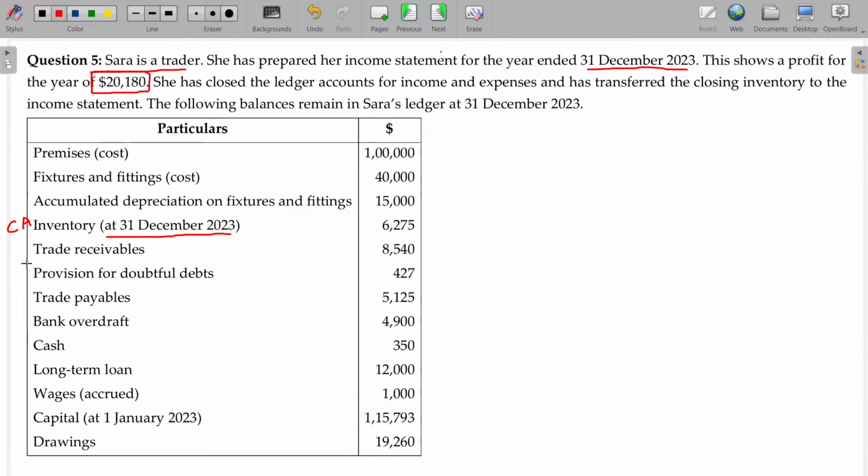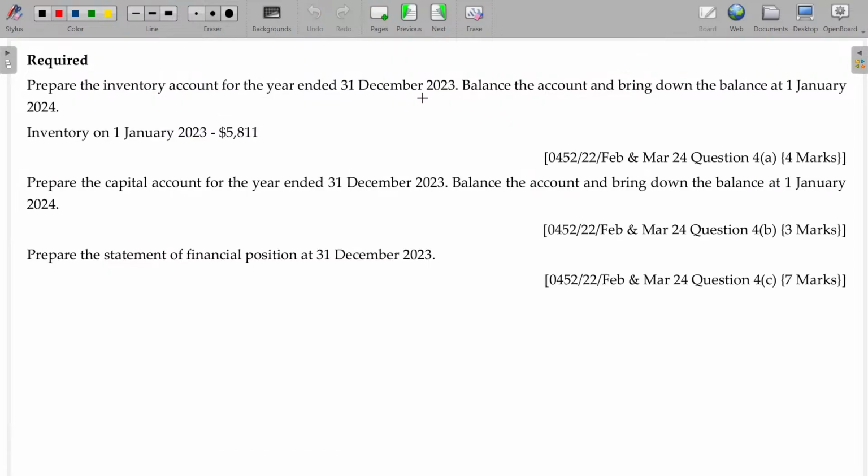You no need to transfer that to trading section of the income statement. Okay. The following balances remain in Sarah's ledger at 31st December 2023. Prepare the inventory account. So you have to prepare inventory account for the year ended, balance the account and bring down the balance at 1st January 2024.